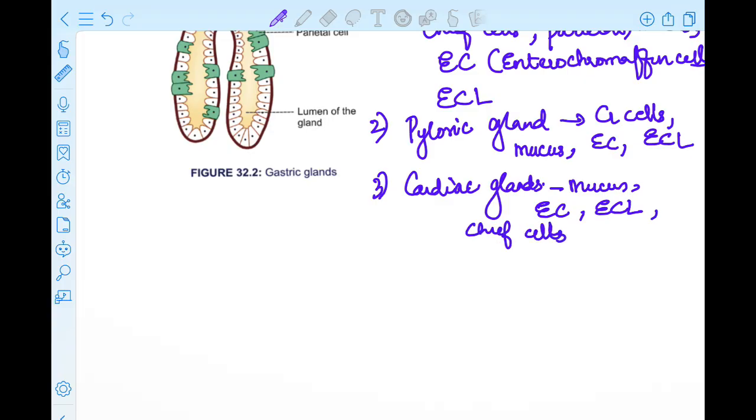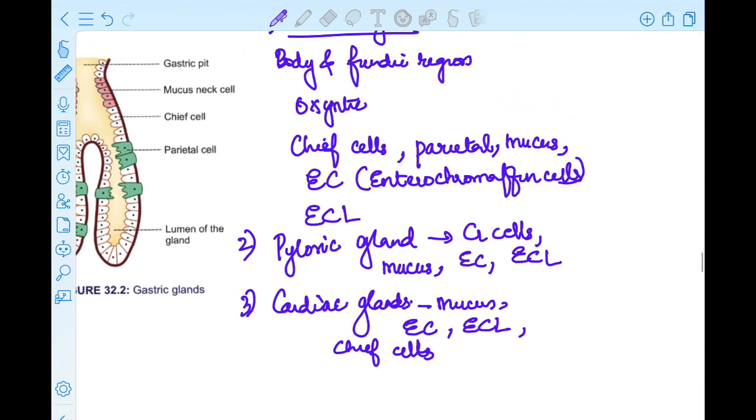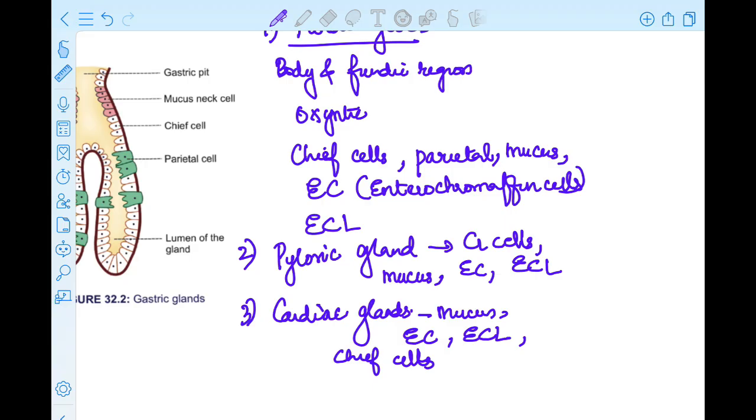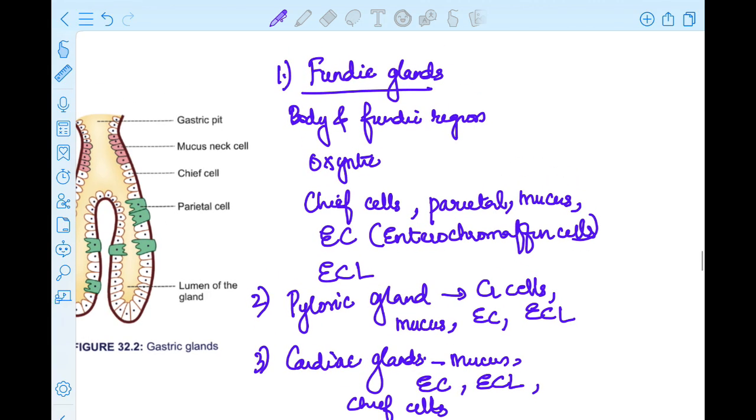So you have to study this thoroughly, otherwise... Now we're going to move on to the secretions of each of the cells. So please study in particular the types of glands present, the gastric glands, that is fundic glands, the pyloric glands, as well as the cardiac glands.